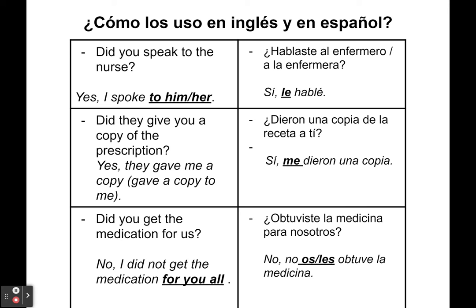Remember, os is for all of you. That's only used in Spain. And les in this case is for all of you. But no os or les obtuve la medicina. So very literally, once again, no, for you, I did not get the medicine. And once again, it's a process, and I will take you through it step by step on the board later on in class today.